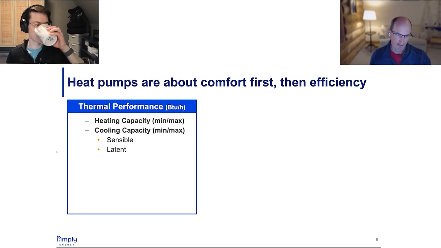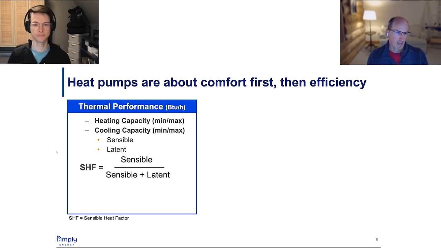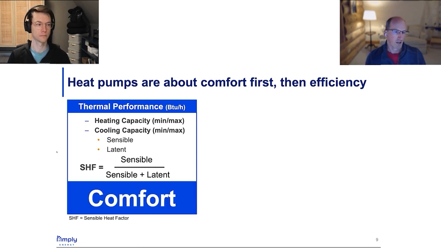And same thing on the cooling side. And we've got capacity characteristics both for sensible and latent. And there's a companion ratio that is helpful to pay attention to. Again, thinking about the cooling capacity for heat pumps, the sensible heat factor. And so this is the companion that goes along with the sensible heat ratio, which is from the home. Sensible heat factor is for the equipment, and it's just the sensible capacity of the equipment divided by the total cooling capacity of the equipment. And those are the core comfort metrics related to thermal performance.